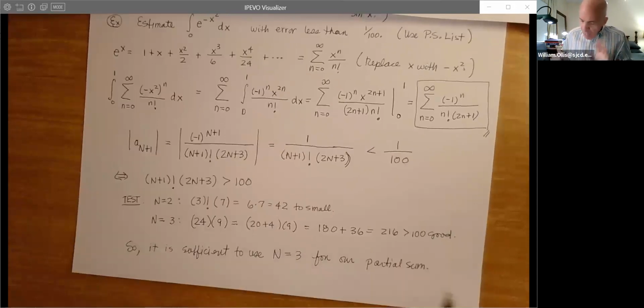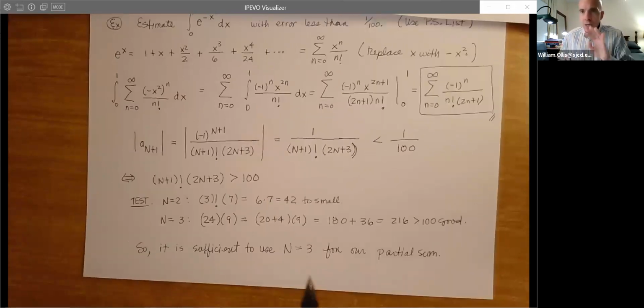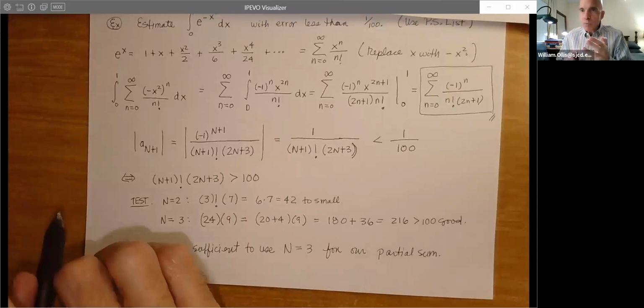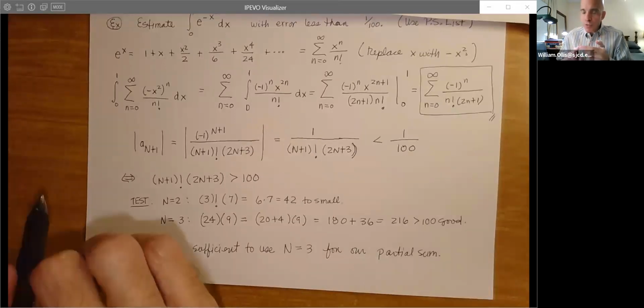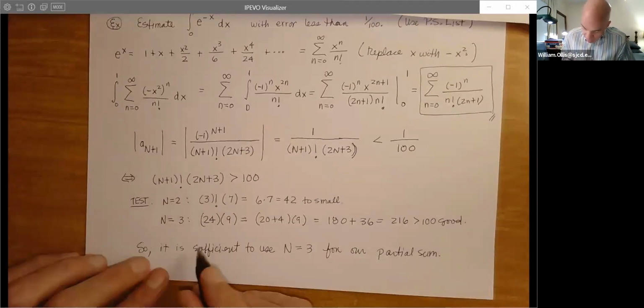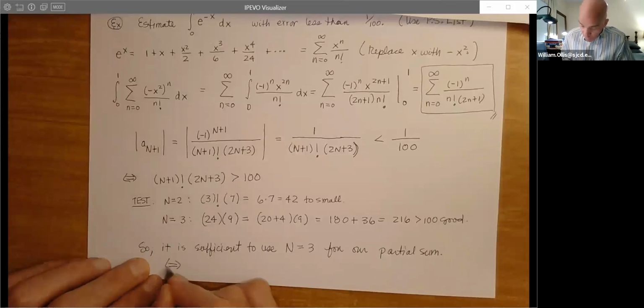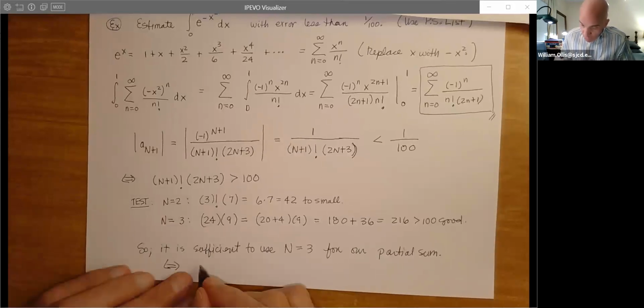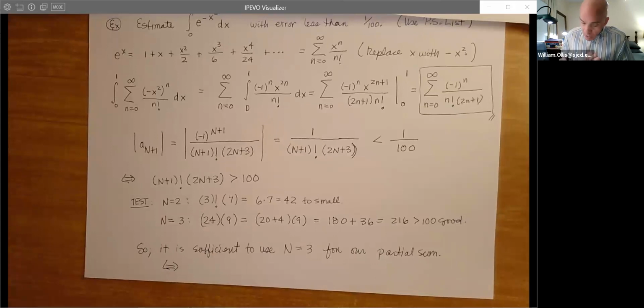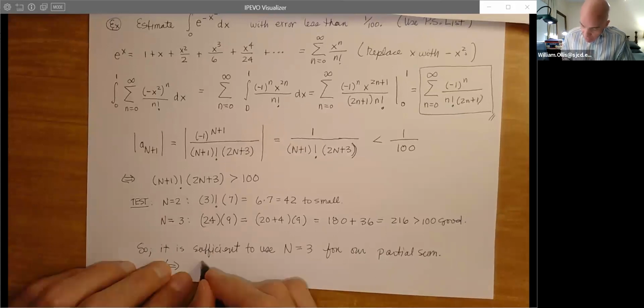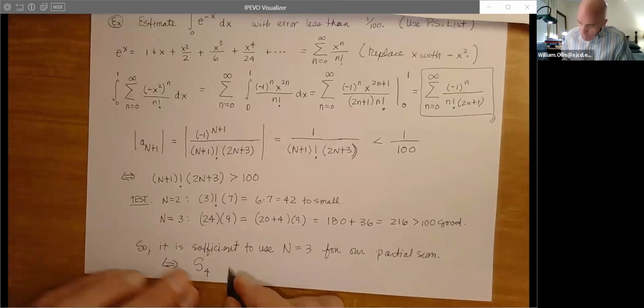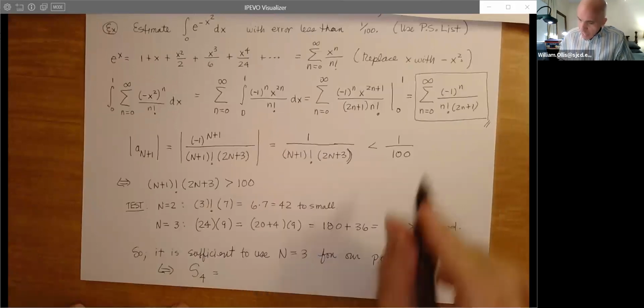Now, what does that mean? We can use the zeroth term, the first term, the second term, the third term. In this particular case, this means that we can add the terms up this way. So we'll say S sub 4 equals, and we can go over here and add all these up.